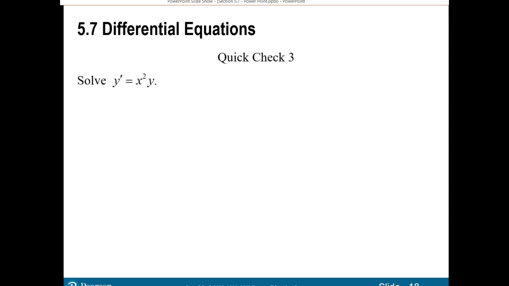All right, so if you want to try this one on your own, you can. I would remind you here, we didn't see one like this yet. The first thing I would do is write y prime as dy over dx. And then you can try and see if you can get it separated and solved.